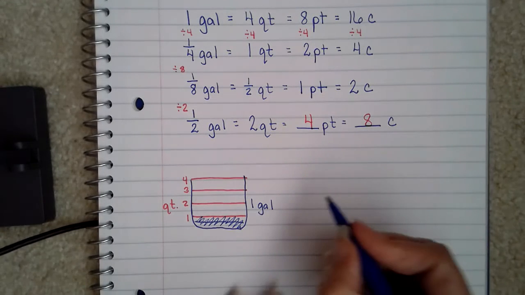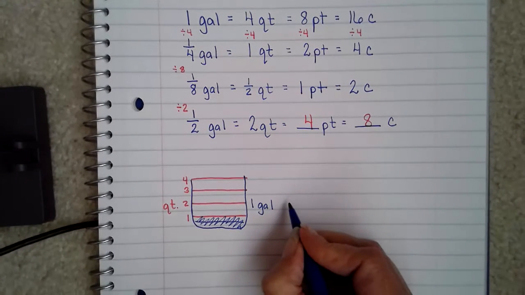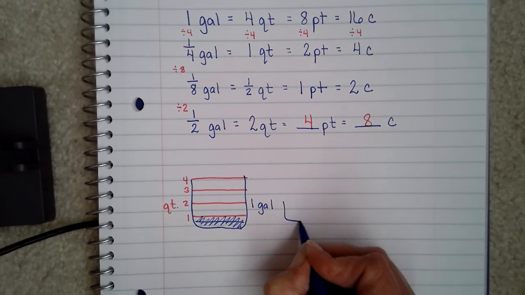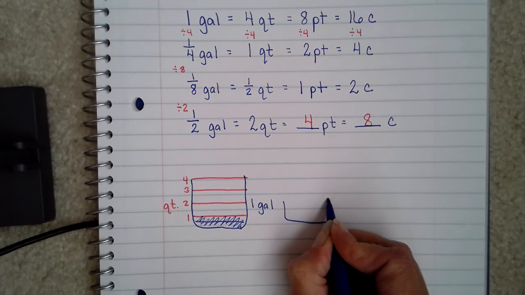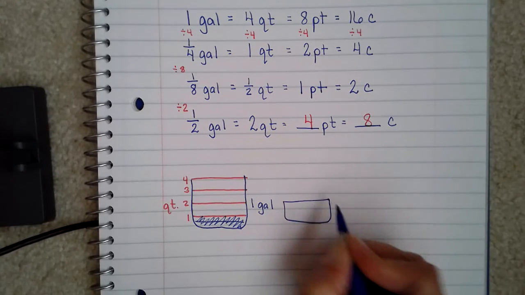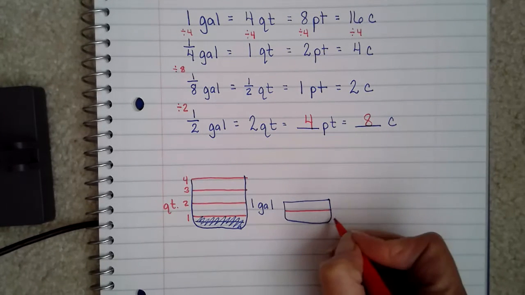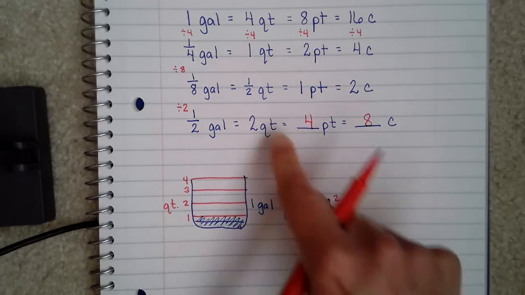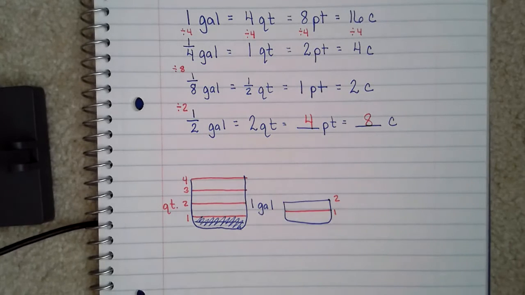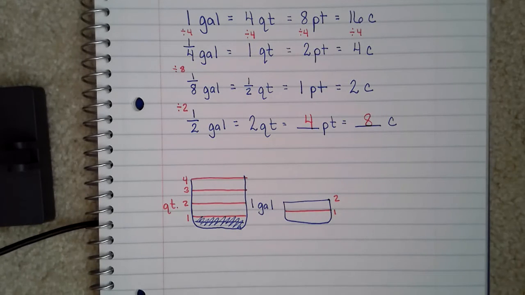So I can also look at this: if I have half of a gallon, then that would equal 1, 2 quarts. So you can always use pictures. Like I say, I'm very big on pictures to help you with solving the problems. Okay.